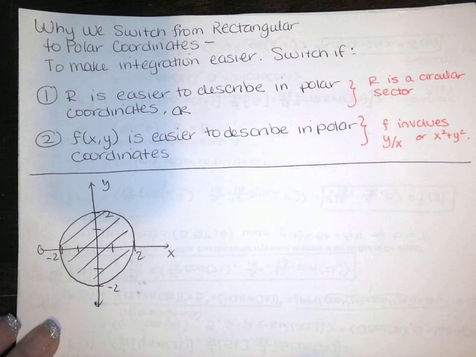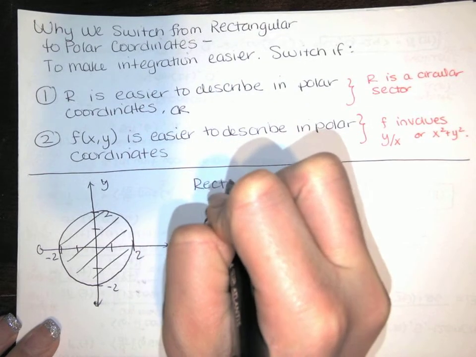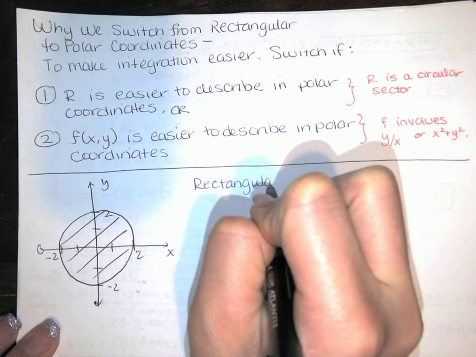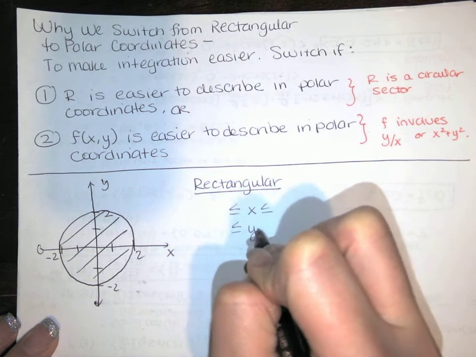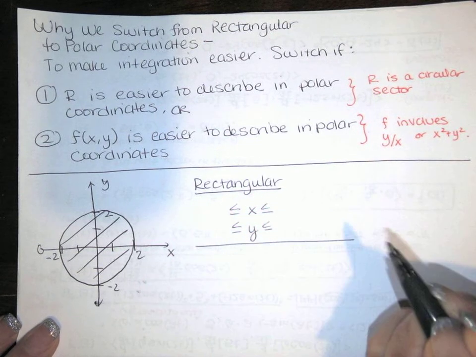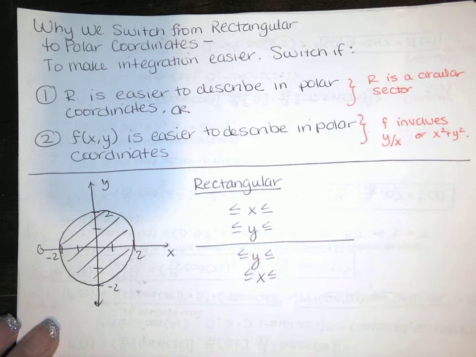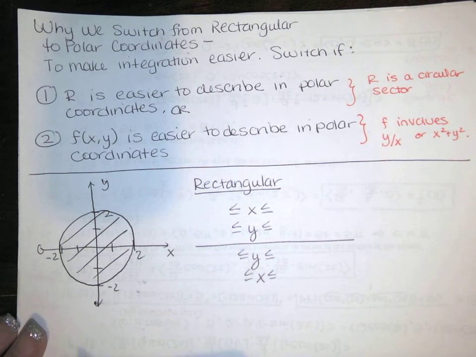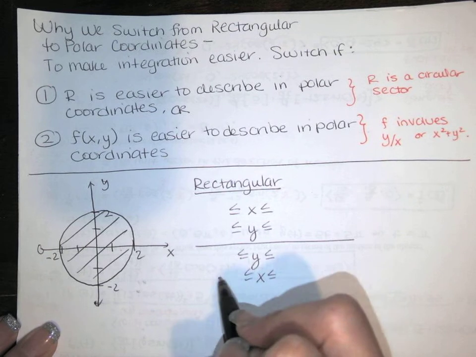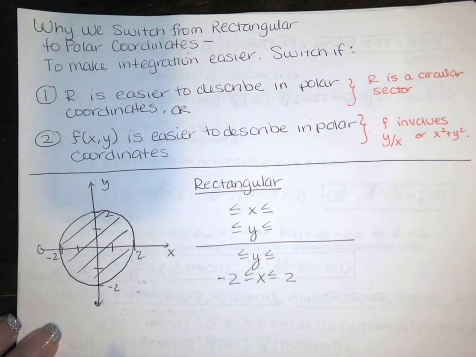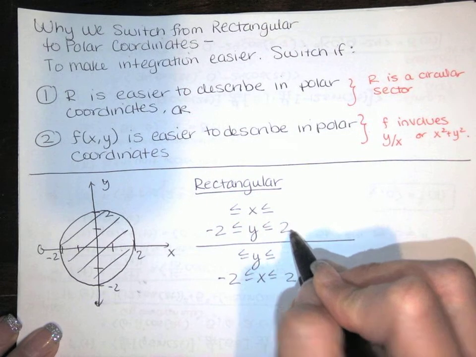Well, in rectangular coordinates, I've got two options. I can let x go from a function to a function, and I can let y go from a constant to a constant. Or I can let y go from a function to a function, and I can let x go from a constant to a constant. Now, if x goes from a constant to a constant, it goes from -2 to 2. If y goes from a constant to a constant, it goes from -2 to 2 as well.